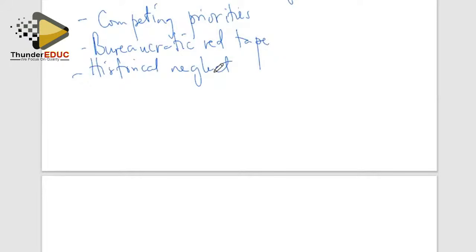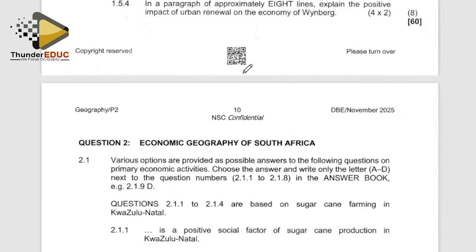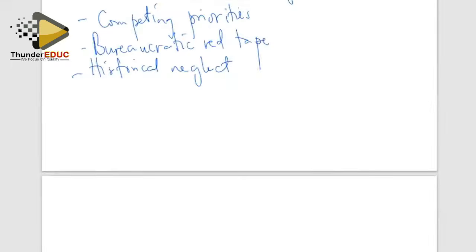Right, we move on to the next question. Next question is saying, in a paragraph of about 8 lines, explain the positive impact of urban renewal on the economy of Wynberg. Urban renewal, we are now saying we are solving the problem of urban decay. How can it benefit the economy? So it's number 1.5.5.